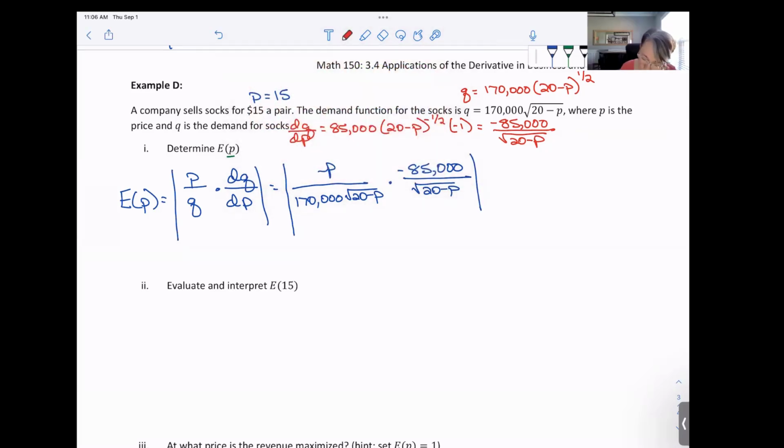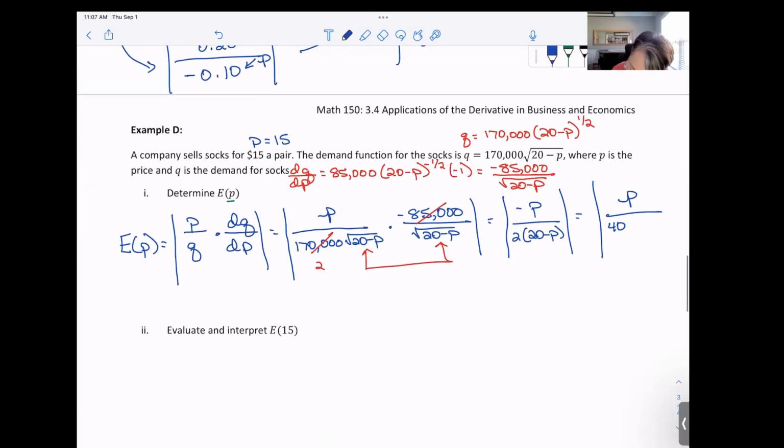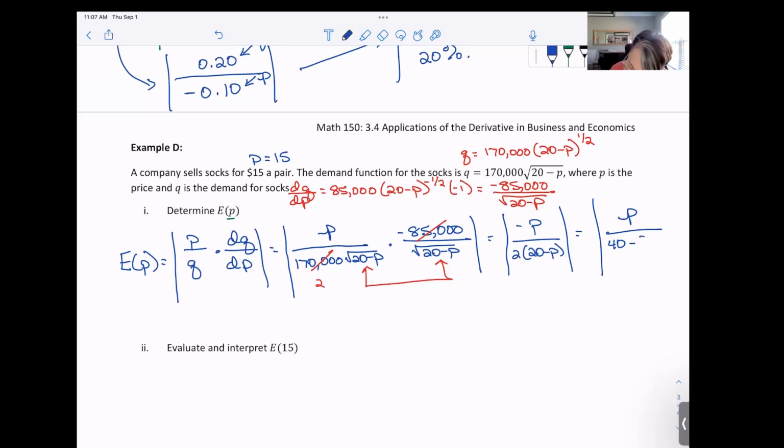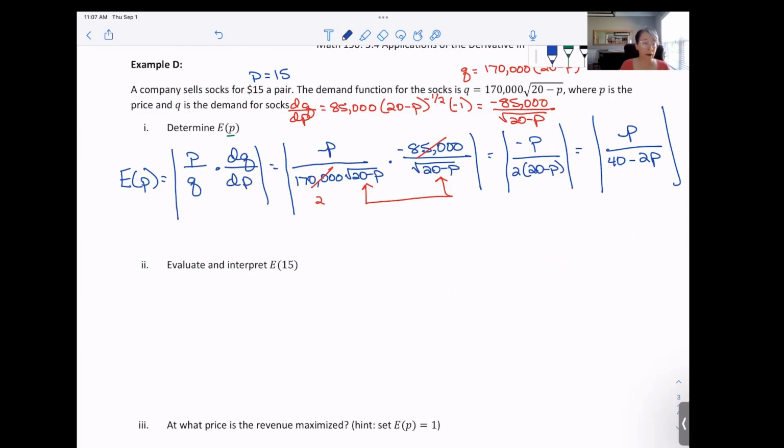So a couple of things reduce here. We have the 85,000, which we could go in here twice. These two multiply each other. So that gives us the absolute value of, say, the opposite of P over 2 times 20 minus P, but it's an absolute value. So that negative is really kind of obsolete. So we can just write that as the absolute value of P over 40 minus 2P. So that's just the generic formula.